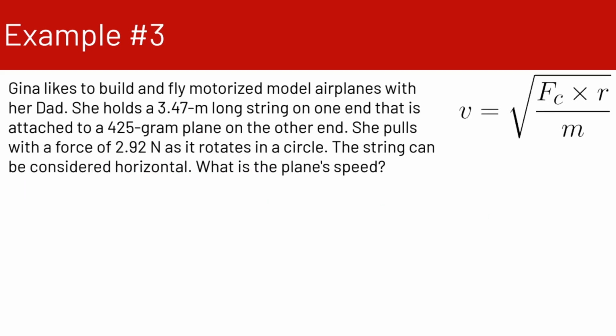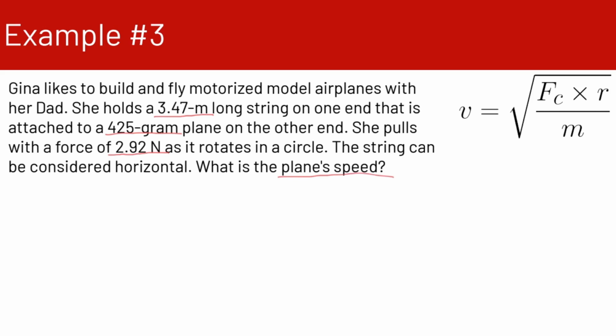All right, example number 3. Gina likes to build and fly motorized model airplanes with her dad. She holds a 3.47 meter long string on one end that is attached to a 425 gram plane on the other end. She pulls with a force of 2.92 newtons as it rotates in a circle. The string can be considered horizontal. What is the plane's speed?